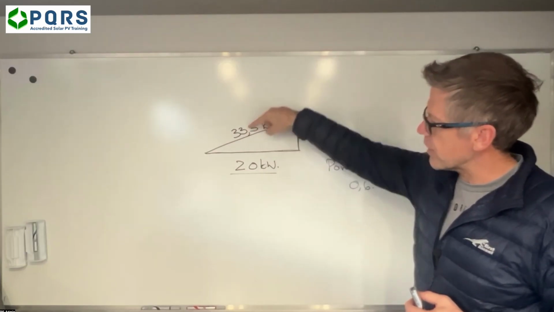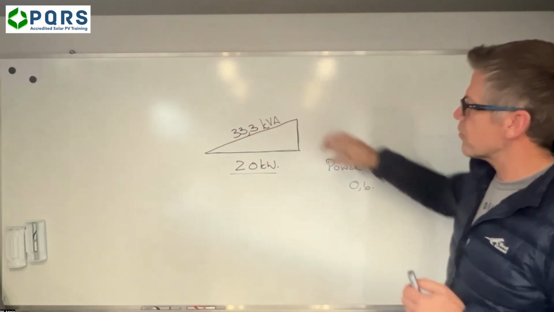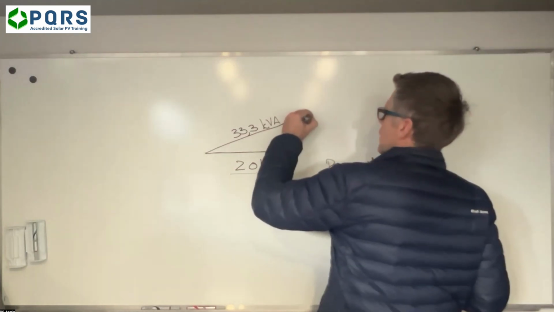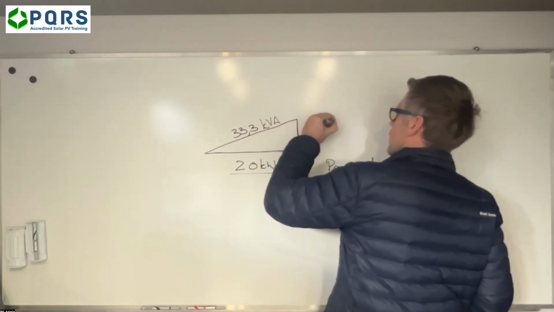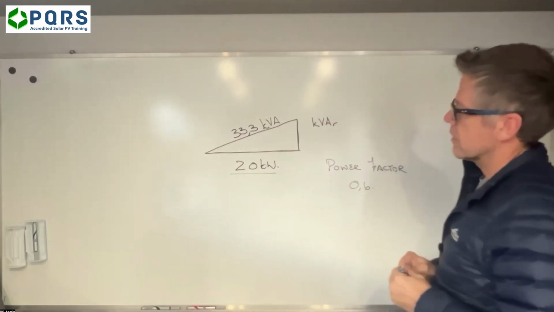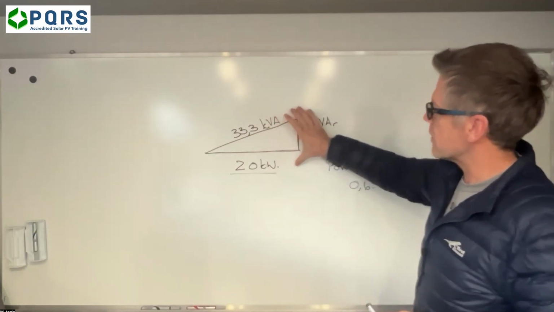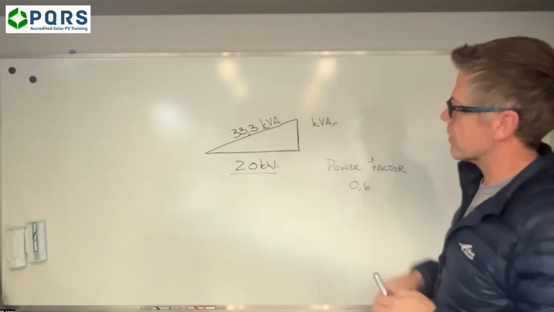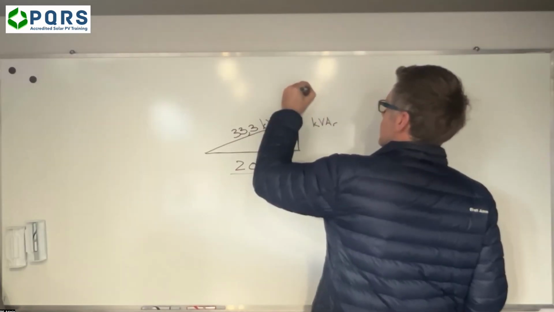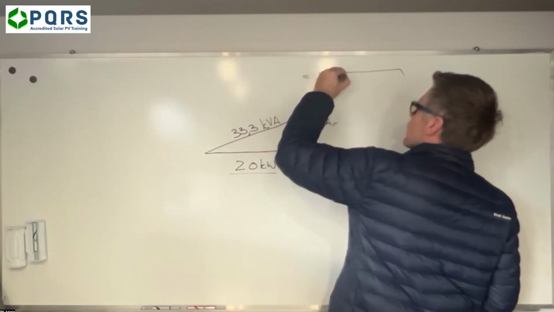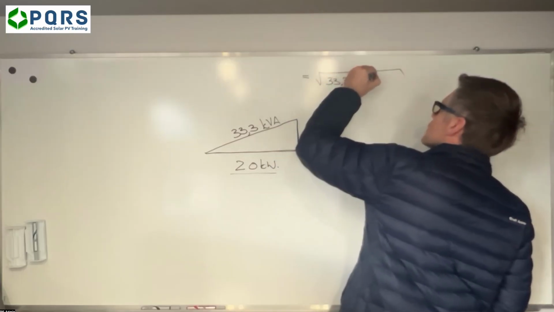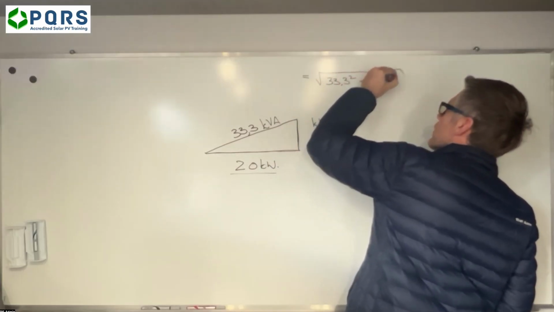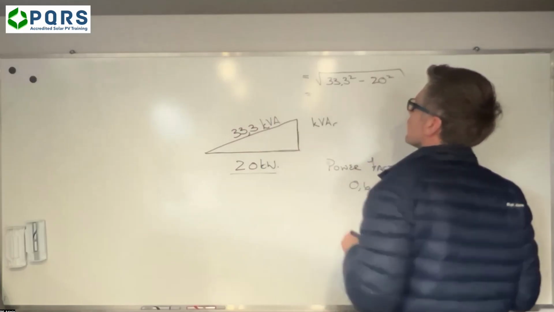We've got this value and we've got that value, so we would now be able to calculate the kVAr in the installation. And the way we calculate the kVAr is by using the Pythagorean formula, which is equal to 33.3 squared minus 20 squared.